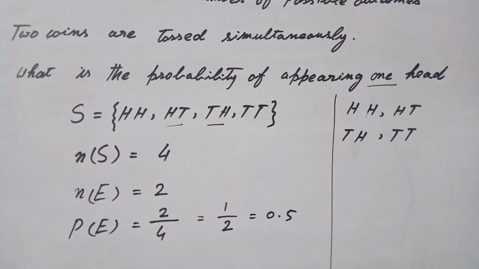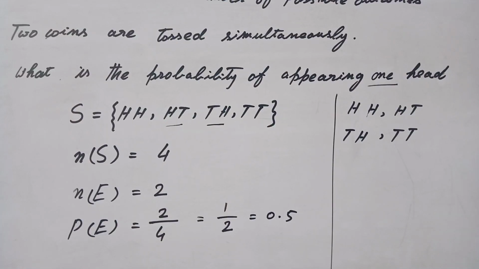If we discuss another experiment, say 3 coins are tossed simultaneously, what is the probability of appearing 2 heads? Such types of situations we'll discuss in the upcoming video lessons.